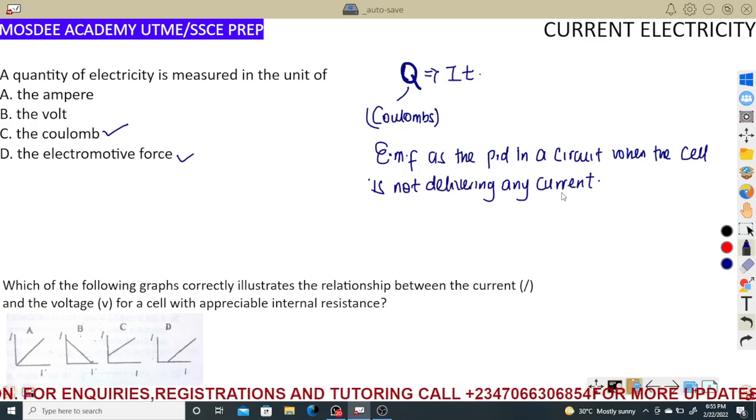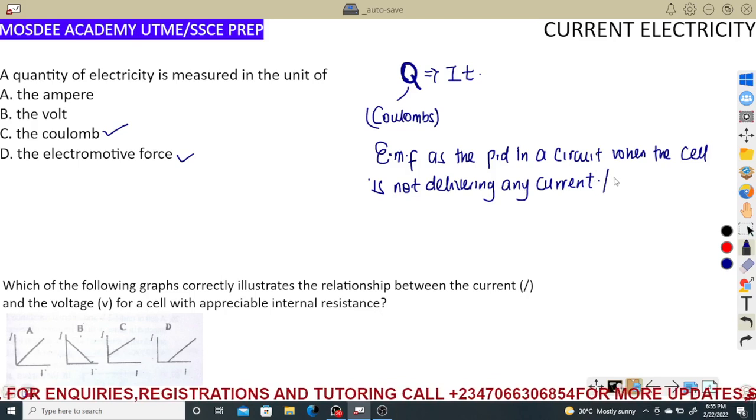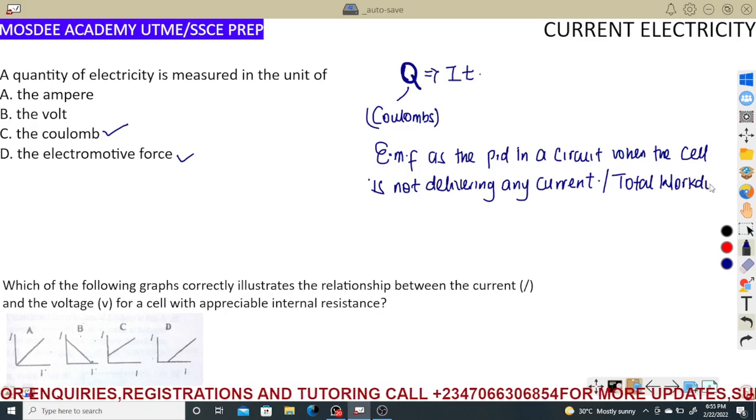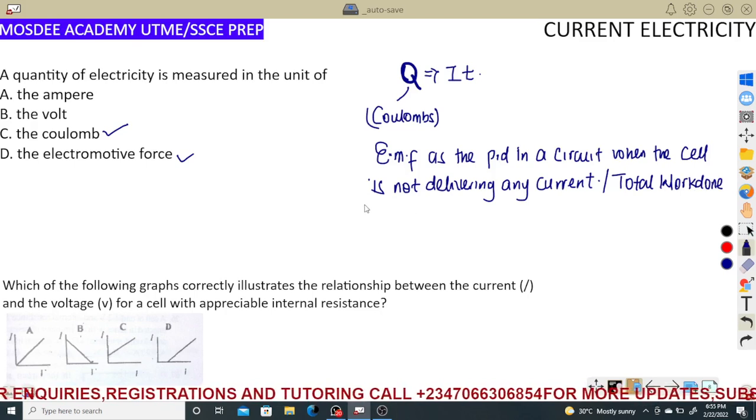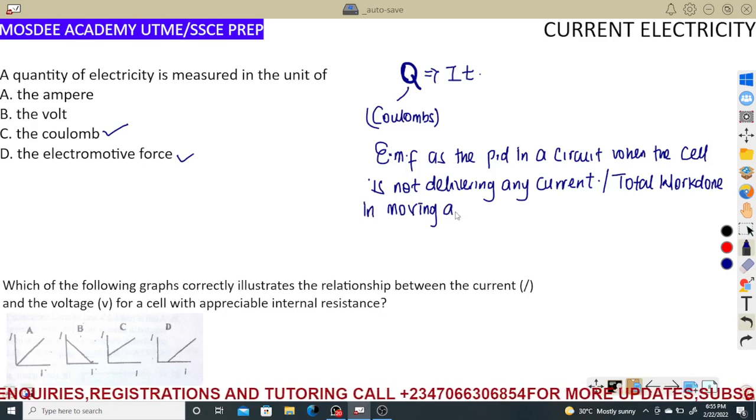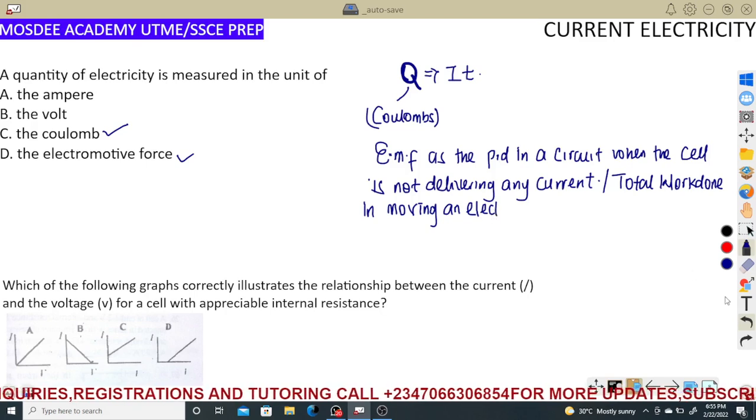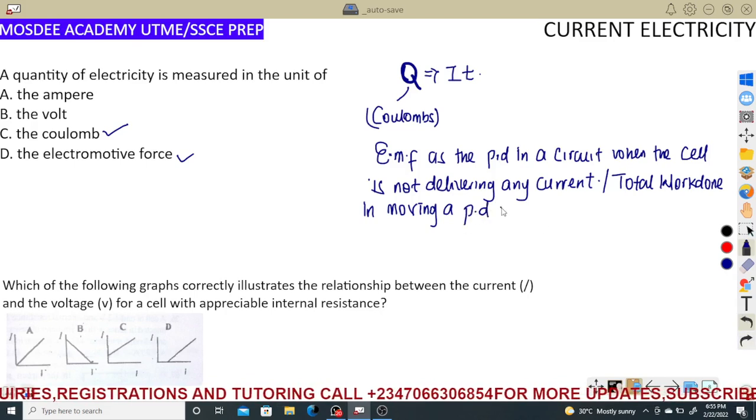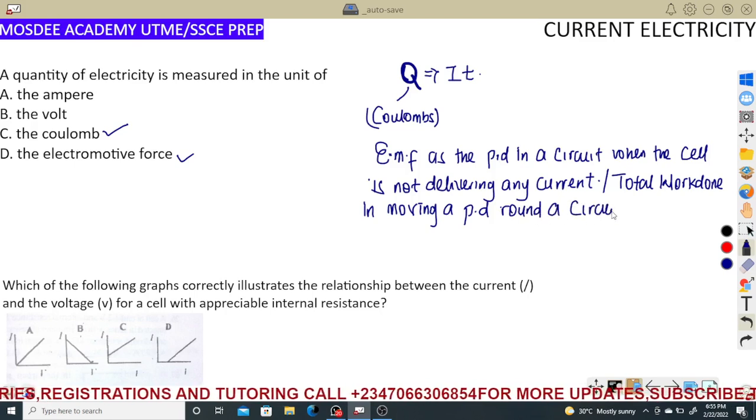So always keep that at the back of your mind. It's very, very important. Now, another thing you can also keep in mind because of definition, you can say the total work done, the summation of work done. Because I've seen a lot of situations whereby students don't know the difference between PD and EMF. Total work done in moving, you're talking about the amount of energy in moving an electric current, sorry, a PD, around a circuit. So please, that is the definition we give to EMF.